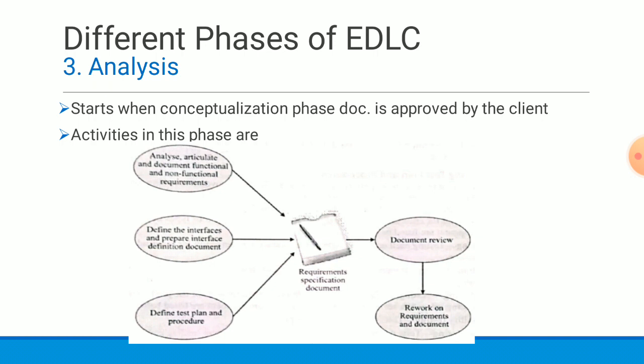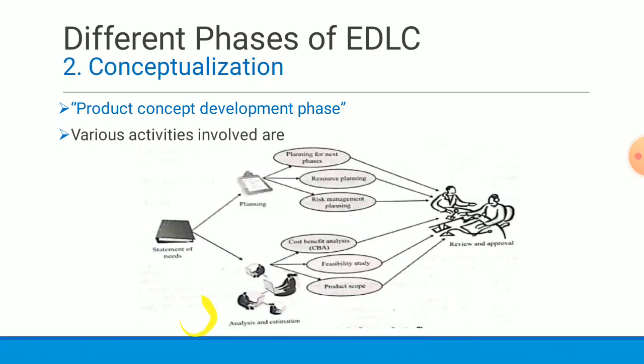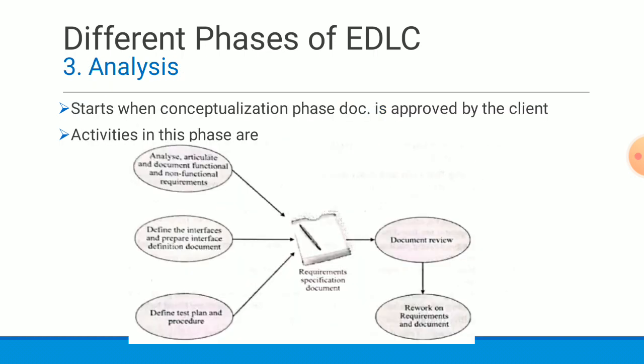So here you can see the various activities performed during requirement analysis phase. Mainly three activities are there. First one is analyze, articulate and document functional and non-functional requirements. Second one is define the interfaces and prepare interface definition documents. Third one is define test plan and procedure. Okay, so first phase is analysis and documentation.